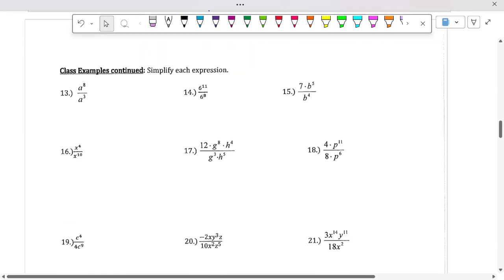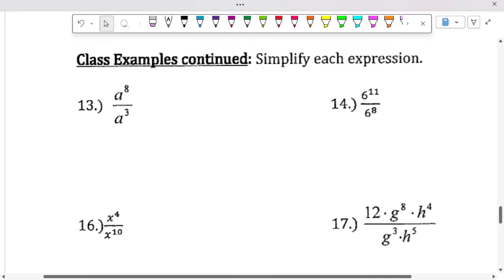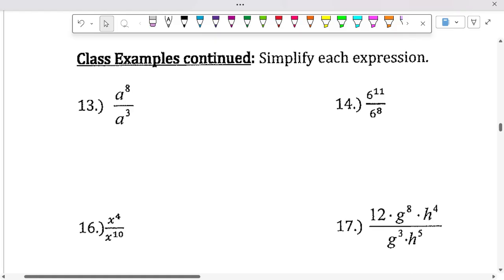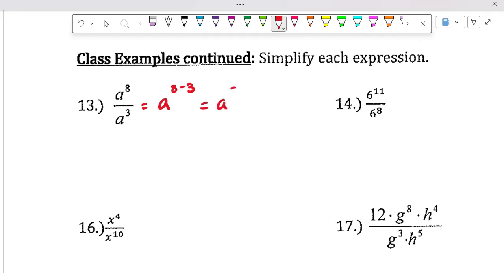All right, so let's try some. So 13. We have a's. Now, what's my big one? What's my big exponent? The top. So that's 8 minus 3. So big minus small. So we'll get a to the 5th.